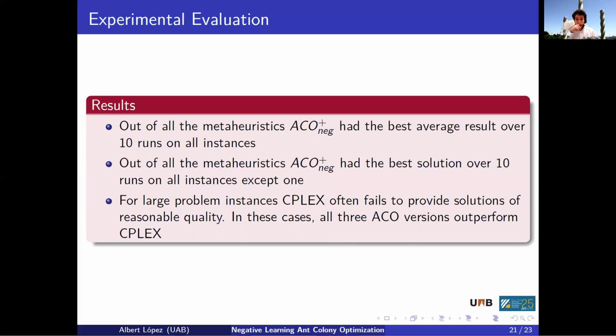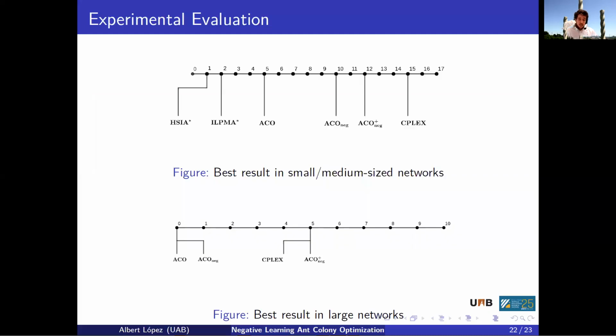So, the results: out of all the heuristics, our proposed algorithm is the best on 10 runs and has the best average solution too, except on one instance which is problematic because we think the other papers use a different kind of instance. And for large problems, we see that simplex fails too often, and in this case, our algorithm is the best. Here we have a graph in which we can appreciate small instances. Simplex performs better than anyone, as it is an exact method, but it is followed closely by our algorithm, ACO negative plus. And in large networks, they are very close.